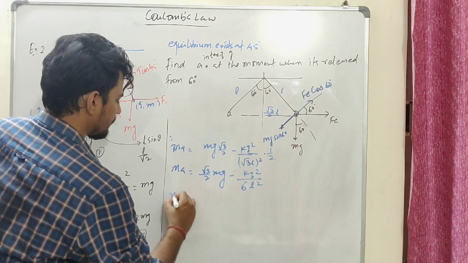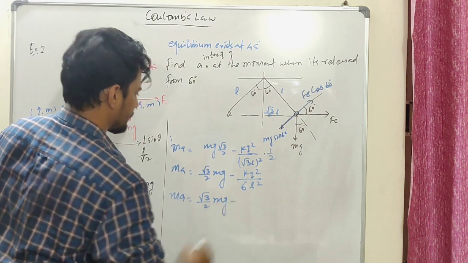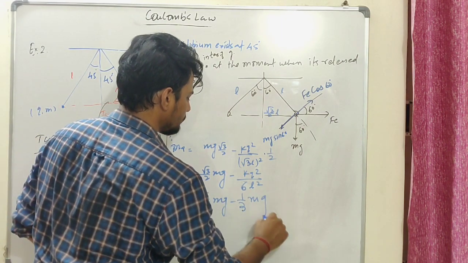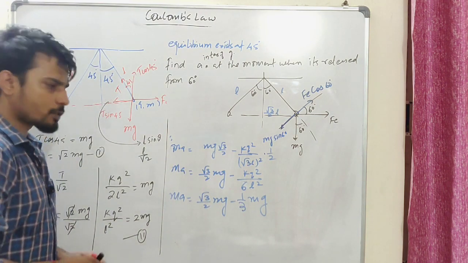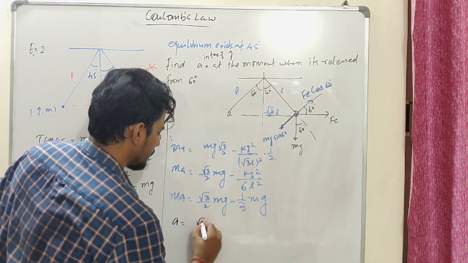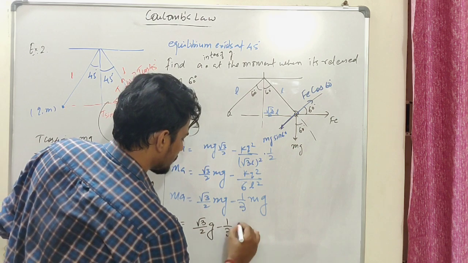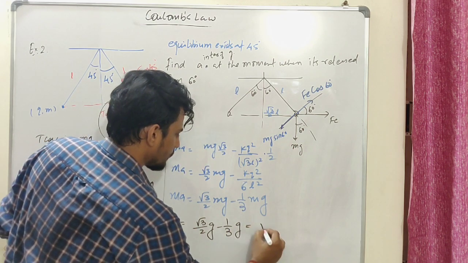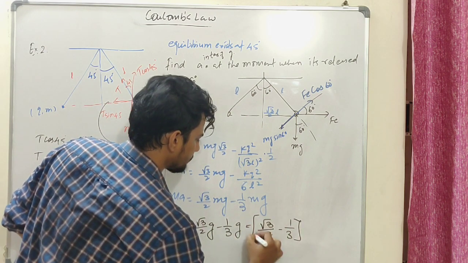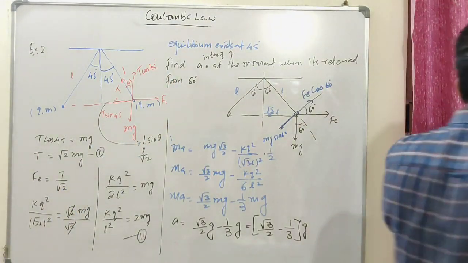So I'm going to have ma equals root 3 over 2 mg minus 1 by 3 mg, right? So m is going to be cancelled away. I'll be having a equals root 3 over 2 g minus 1 over 3 g, and yes, so root 3 over 2 minus 1 over 3 times g. That's going to be the acceleration in this case. I hope you guys have understood this one.